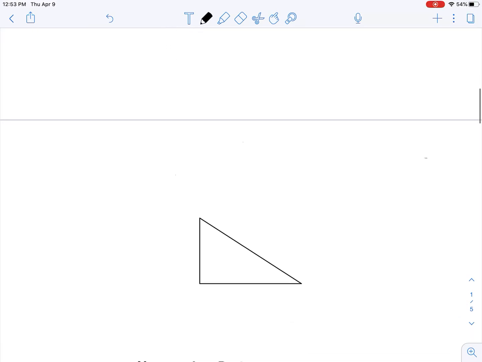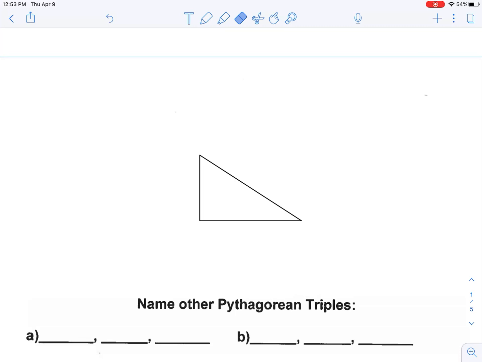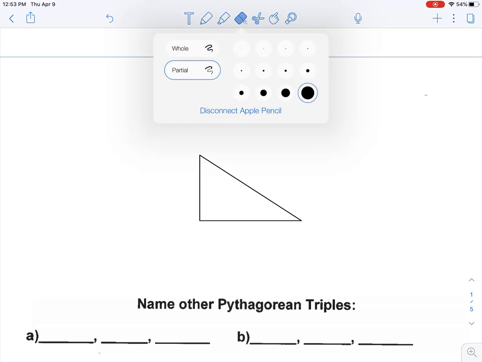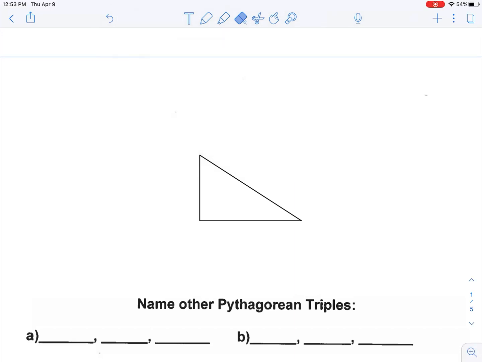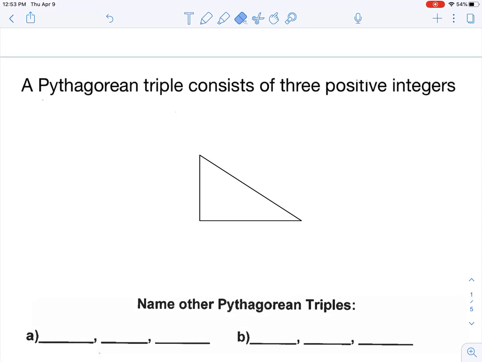Now, I want to teach you about a shortcut. A shortcut that you can use to solve for missing lengths in a right triangle is called Pythagorean triples. A Pythagorean triple consists of 3 positive integers. So let's pause there. That's going to be 3 positive numbers that are not fractions or decimals. 3 positive integers, a, b, and c, such that a squared plus b squared equals c squared. Another way to say that is it's 3 positive whole numbers that satisfy the Pythagorean theorem.